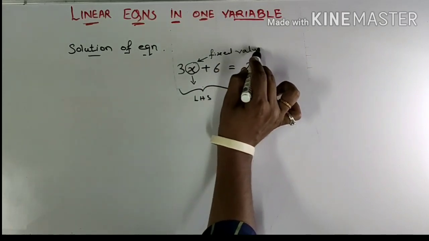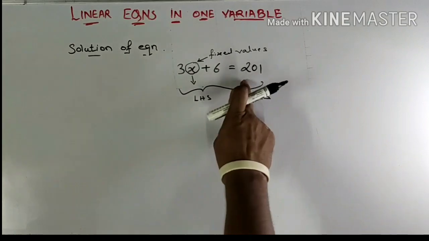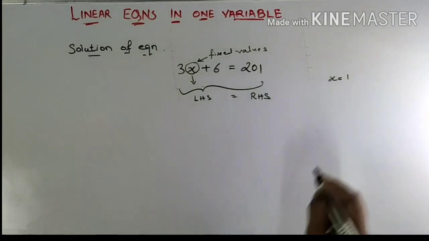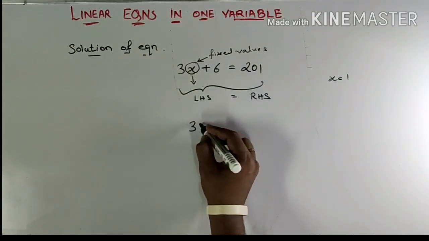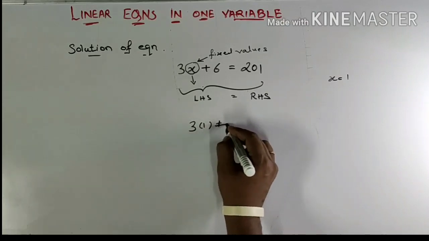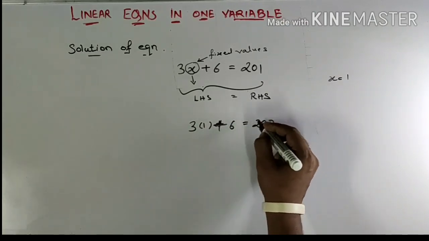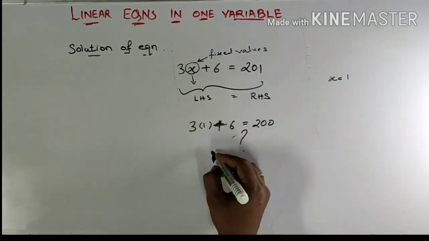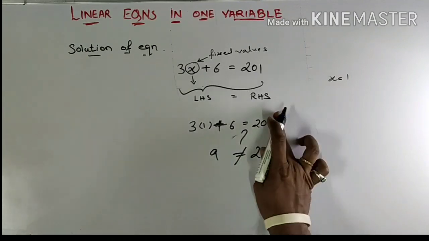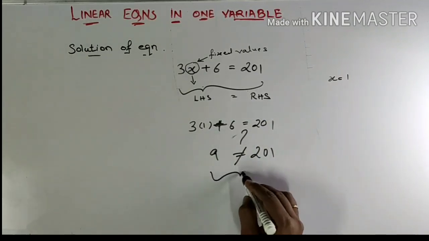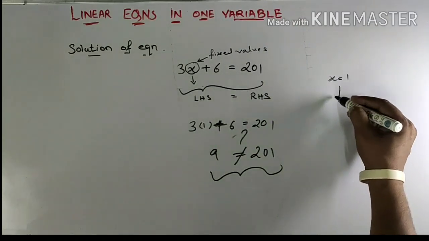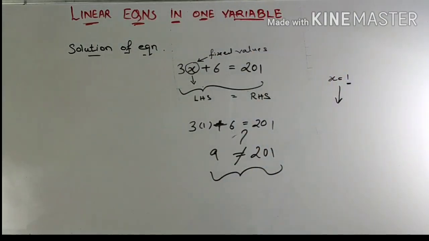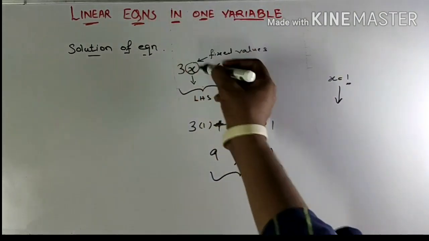Not all the values substituted as x will give me 201. Consider when x is equal to 1. So 3 into 1 plus 6 is equal to 201. Is it true? 3 plus 6 is 9. Is 9 equal to 201? No. So substituting the values is an important task. Whatever value fixes the variable, that value is called the solution of this equation.